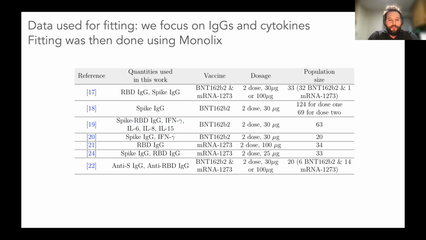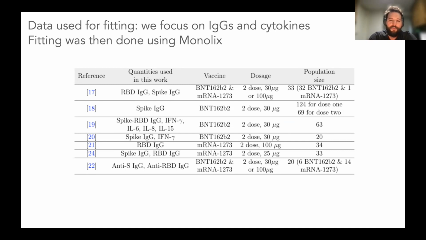And so I found a number of papers listed here that focus on clinical data collected in humans, and these are mostly all standard doses. I believe one of these is low dose. Yeah, reference 24 is a low dose Moderna. And so predominantly we focus on standard doses, two-dose standard dose of both Moderna and Pfizer.